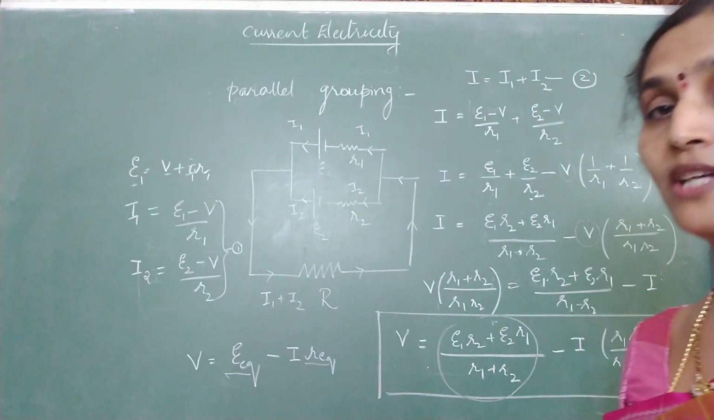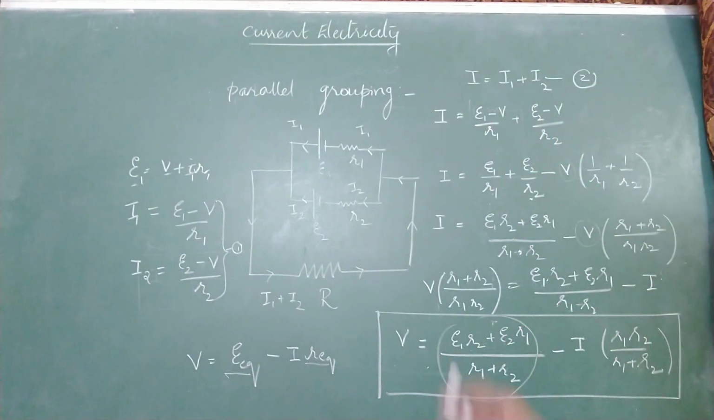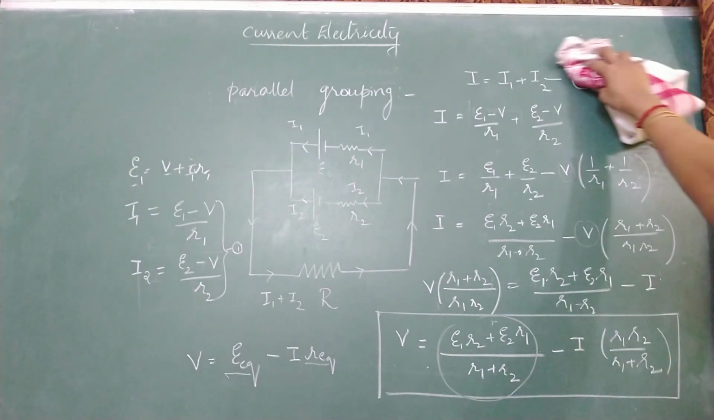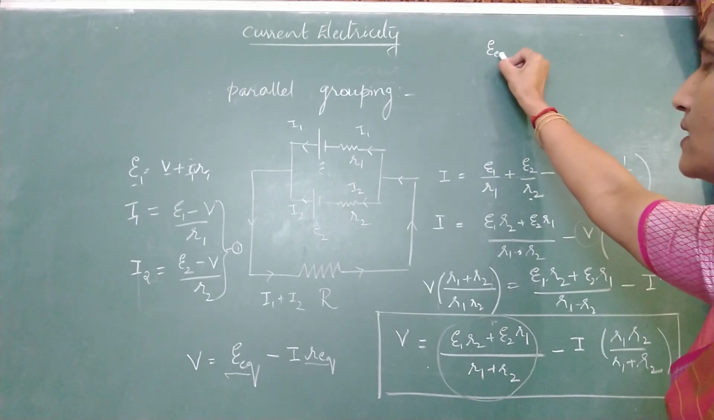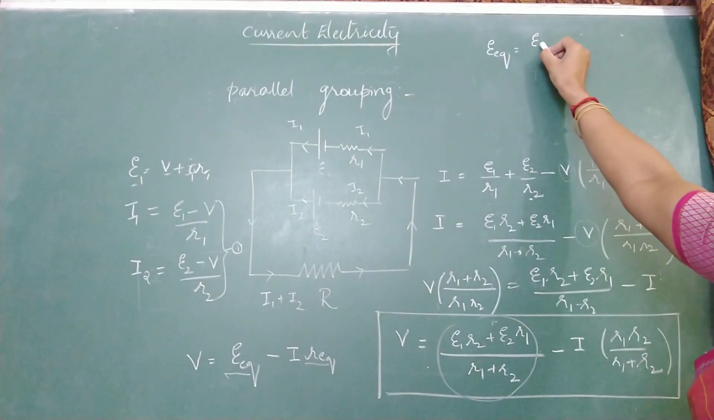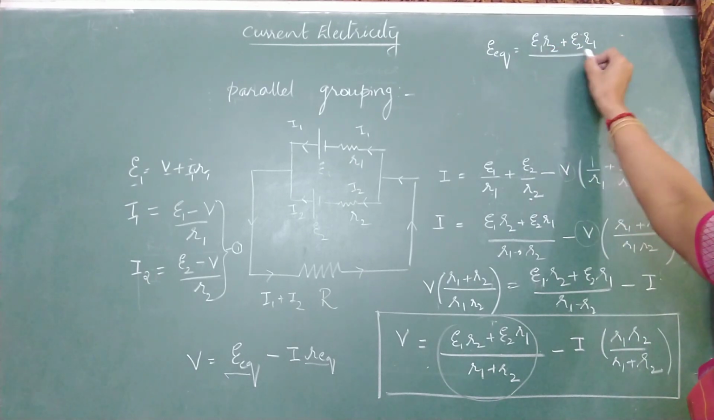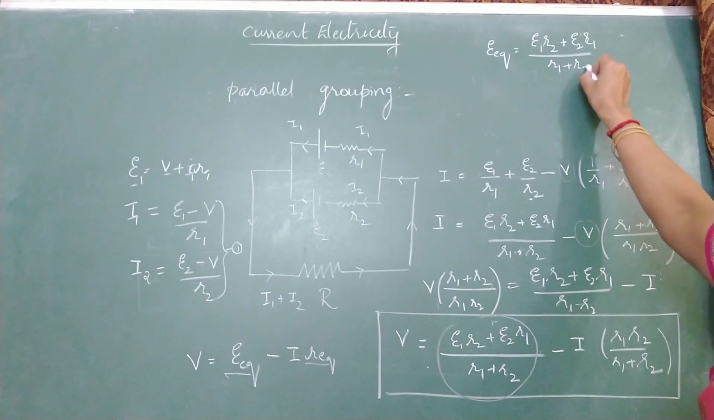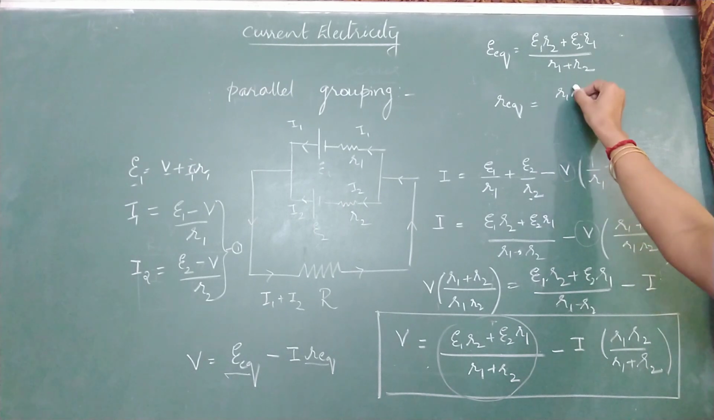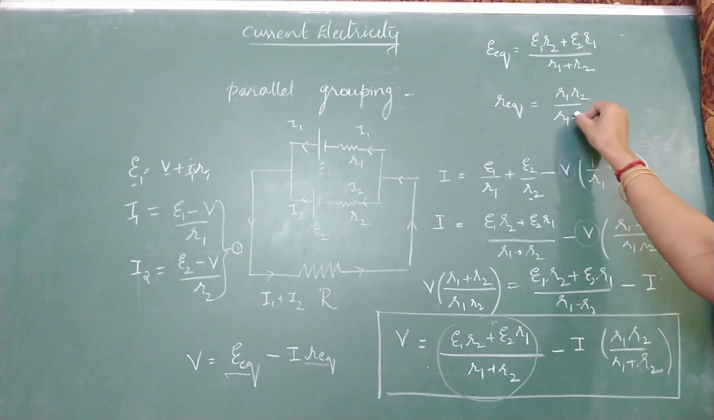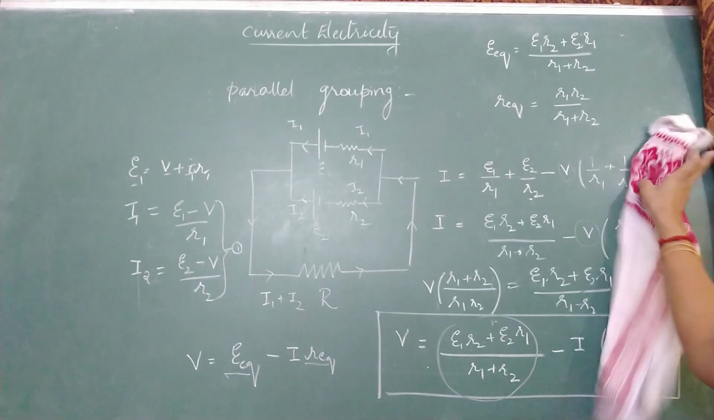What is playing the role of E equivalent here? What is E equivalent coming out to be for two cells? E1 R2 plus E2 R1 divided by R1 plus R2. Similarly, what is playing the role of equivalent internal resistance? R1 R2 divided by R1 plus R2. So for two cells, we have got these two formulas.